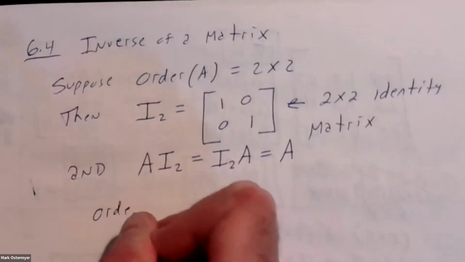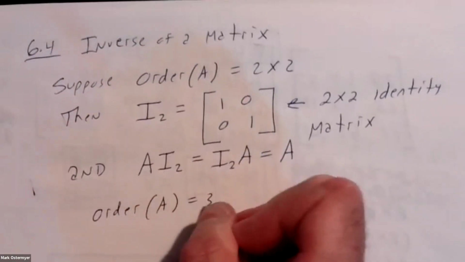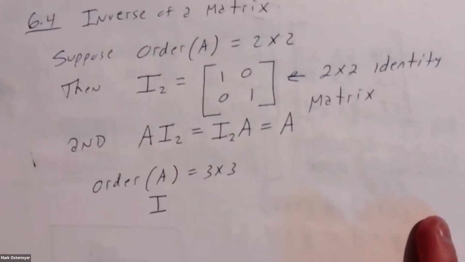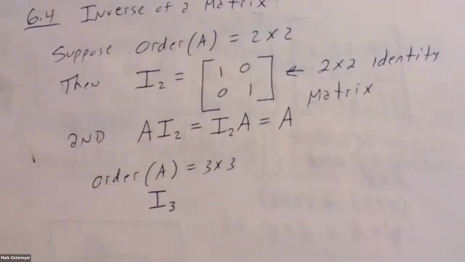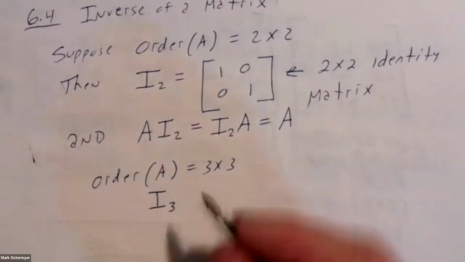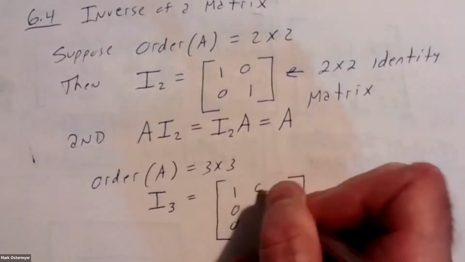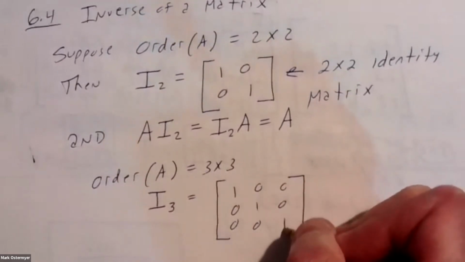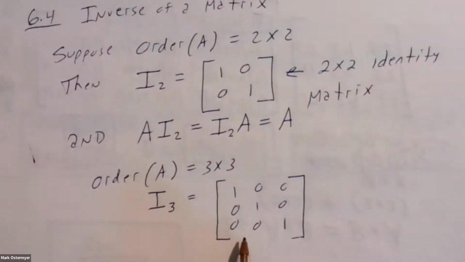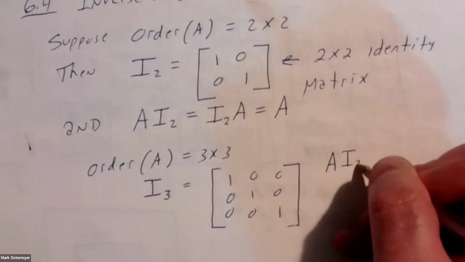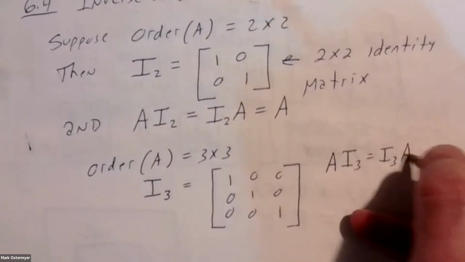In a similar fashion, if the order of our square matrix A is 3x3, then the multiplicative identity element for the 3x3 matrix A would be the 3x3 identity matrix, denoted notationally like this. And the 3x3 identity matrix would be this matrix here. This is called a 3x3 identity matrix, where again, you have ones on the main diagonal and zeros off the main diagonal. So again, if you were to multiply a 3x3 matrix A by its 3x3 identity matrix, you would get back the original matrix A.